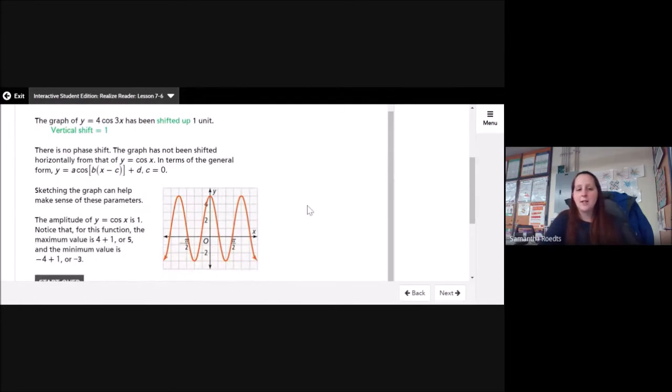Sketching the graph can help make sense of these parameters. The amplitude of y equals cosine x is 1. Notice that for this function, the maximum value is 4 plus 1, or 5. And the minimum value is negative 4 plus 1, or negative 3.